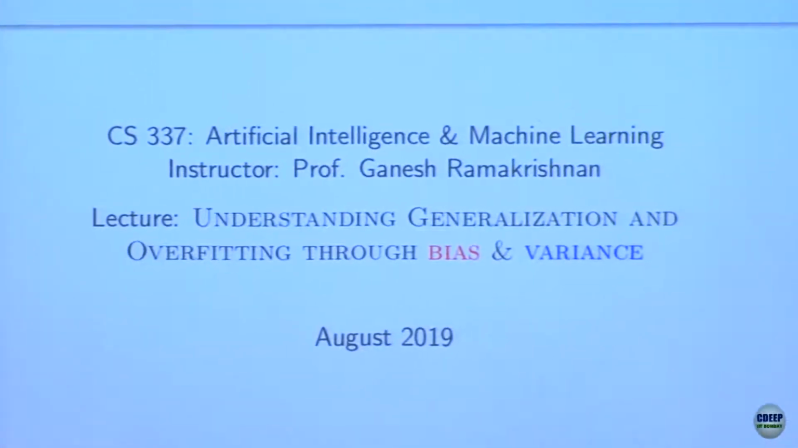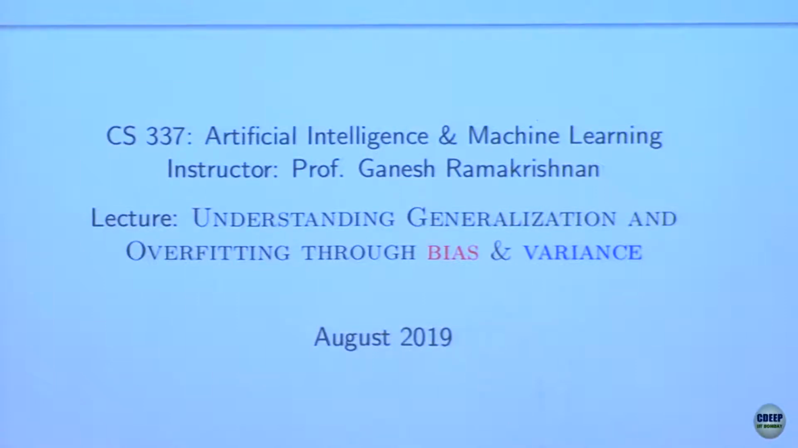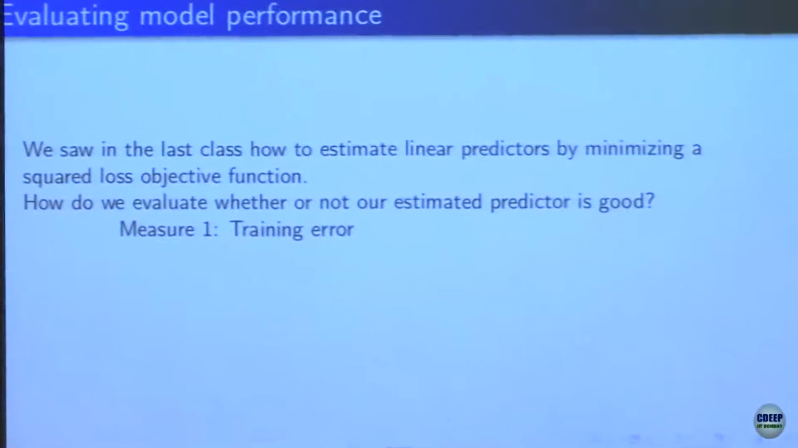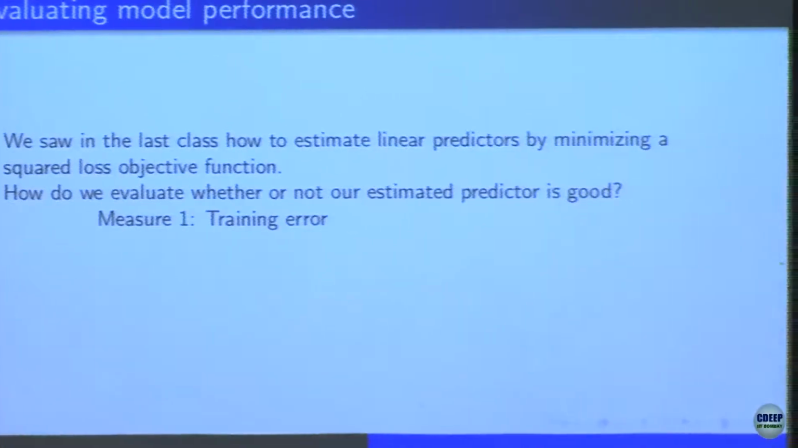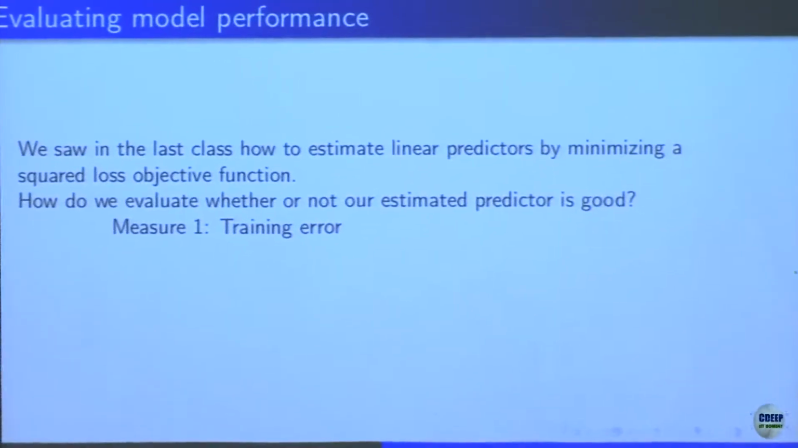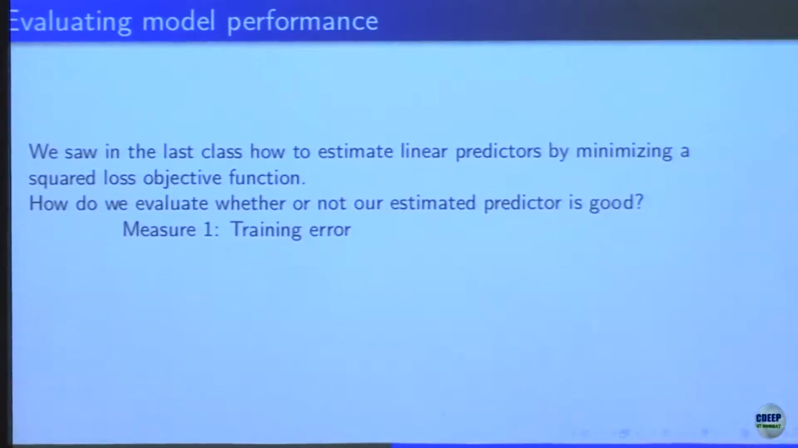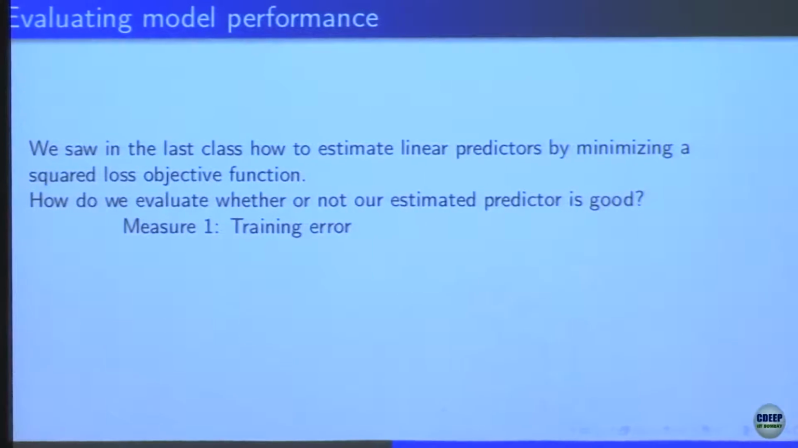Okay, so we understand what bias and variance are, very quickly. We have seen how to estimate linear predictors by minimizing a squared loss objective. How do you know that your estimated predictor is good? One thing is training error, right?